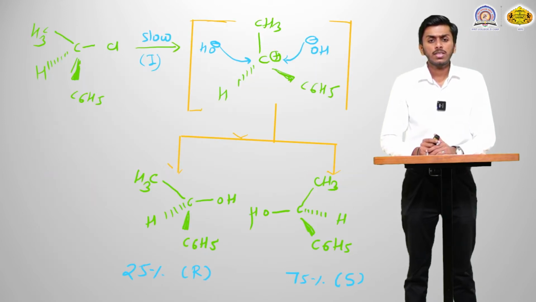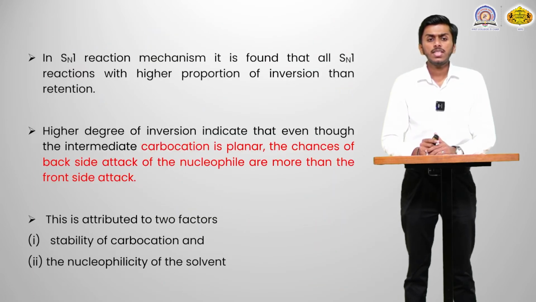Here we can see the mechanism of the discussed reaction. 25% R enantiomer and 75% S enantiomer is formed. In the SN1 reaction mechanism, it is found that all SN1 reactions occur with a higher proportion of inversion than retention. A higher degree of inversion indicates that even though the intermediate carbocation is planar, the chances of backside attack of a nucleophile are more than the front side attack.